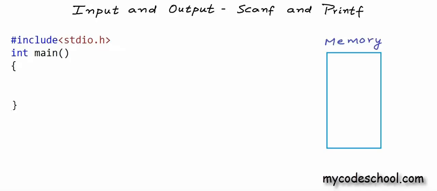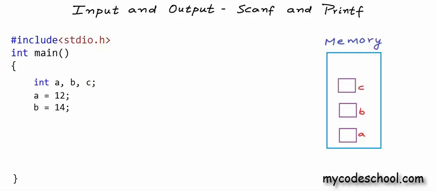I have erased everything from inside the main function here, and now I'll write code to find and print product of two numbers. I'll first write a statement to declare three variables of type int named a, b, and c. We can declare multiple variables in same statement. We should first write the data type, then space, and then variable names separated by commas. And of course, we should have a semicolon at end of the statement.